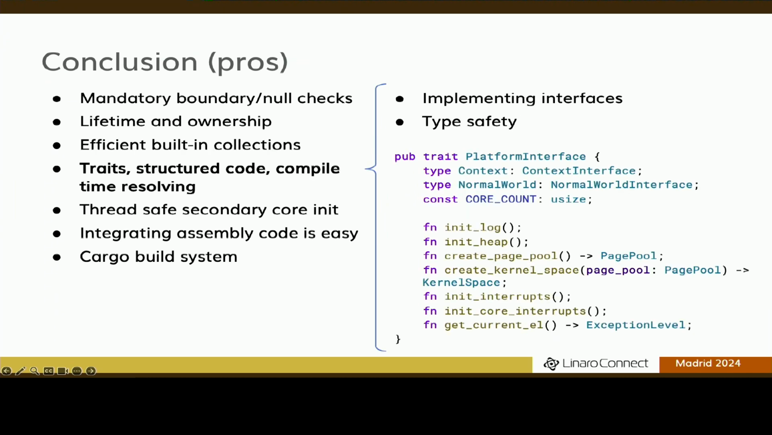Traits are similar to interfaces. In our experience, it allowed better code structuring and readability. For example, typically in firmware projects, you have some kind of abstraction for different platforms. Using traits, we were able to express this explicitly.